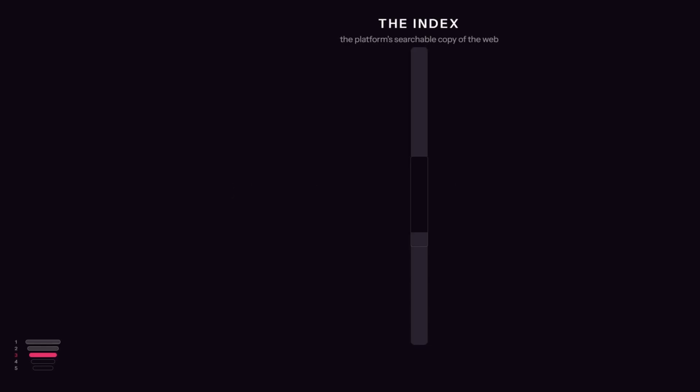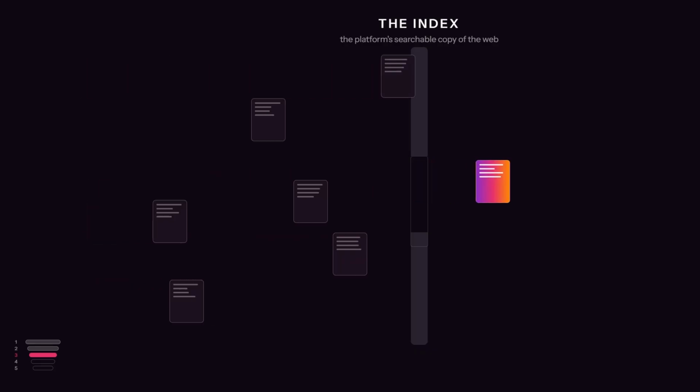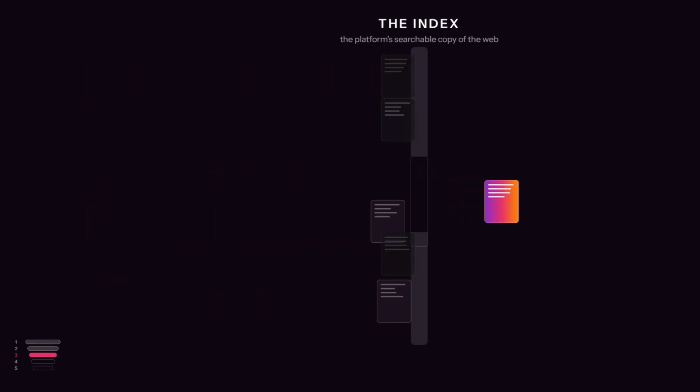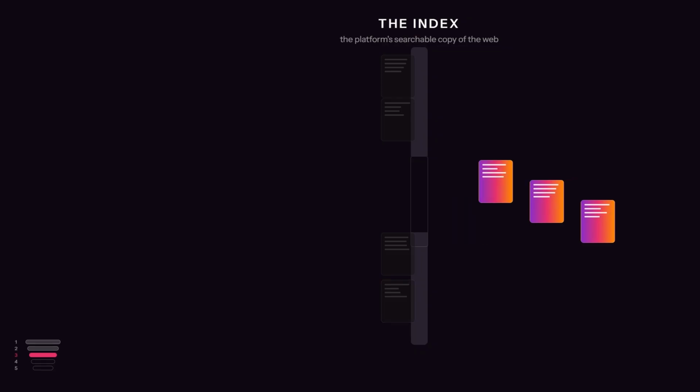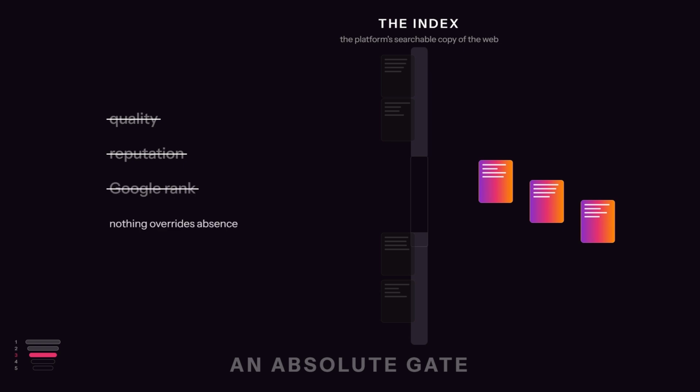Stage 3. The fetch. Each smaller search runs against the platform's index. An index is the platform's searchable copy of the web. And here is the most important sentence in this stage. The index is an absolute gate. Content that's not in the index cannot be fetched. Period. No quality overrides absence. No reputation overrides absence. No Google ranking overrides absence.